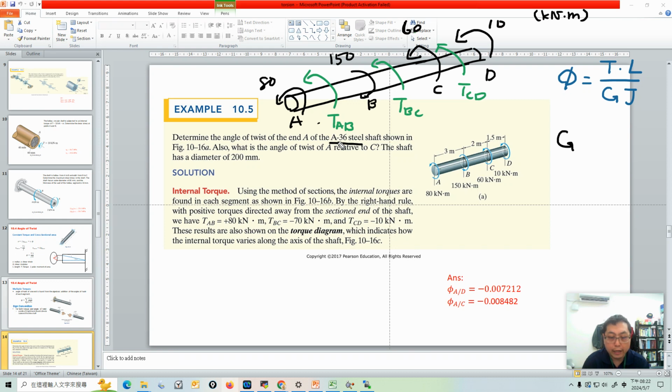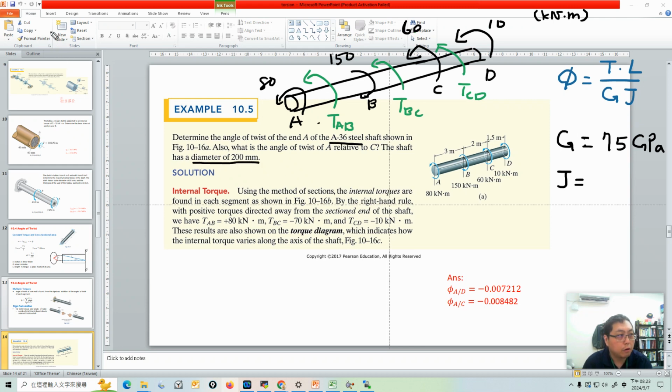There is a chart in your homework. If you look up A36 steel, its shear modulus is 75 gigapascals. That's the shear modulus of this rod. And J is the polar moment of area, which depends on the geometry of your cross section. The problem gives a diameter.